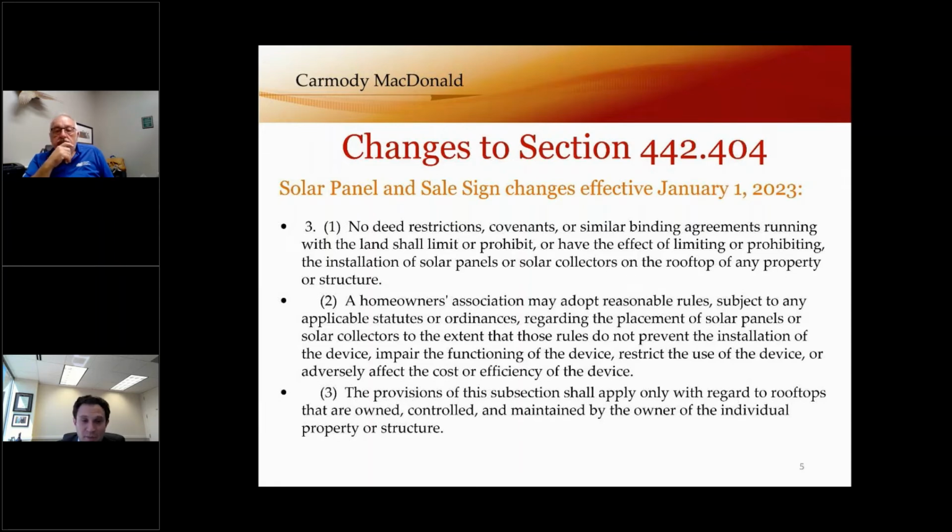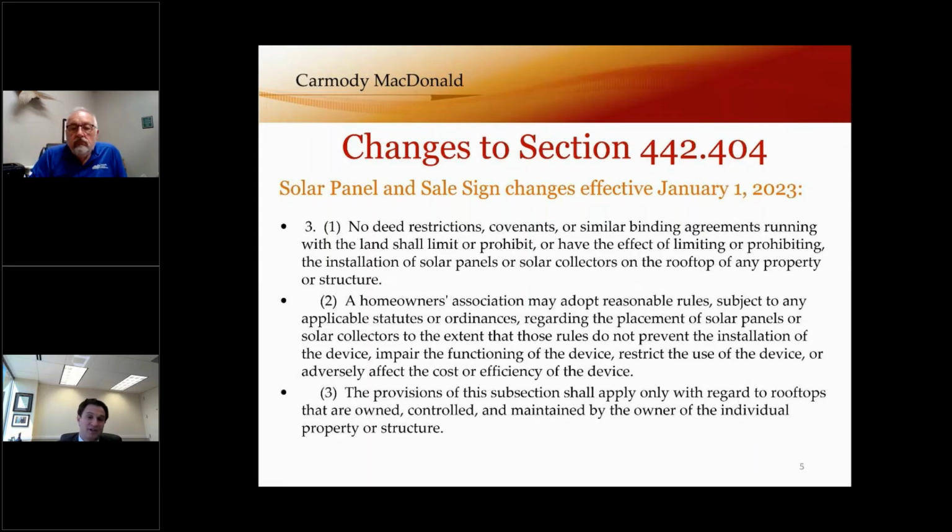And actually that's sub 3 below. Only with regard to rooftops that are owned, controlled, and maintained by the owner of the individual property or structure. And that's obviously very important, right? Because we do have homeowner associations, specifically often in villa communities that are HOAs, where the roof may be maintained by the association. And so this statute does not allow for the installation of solar panels by an owner on a rooftop that the association maintains.